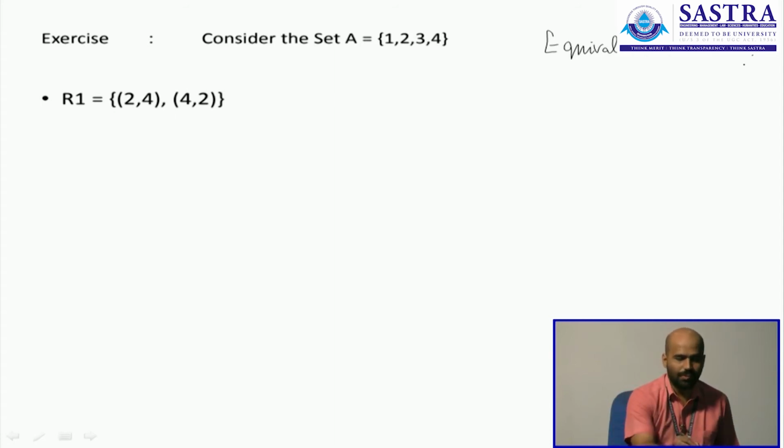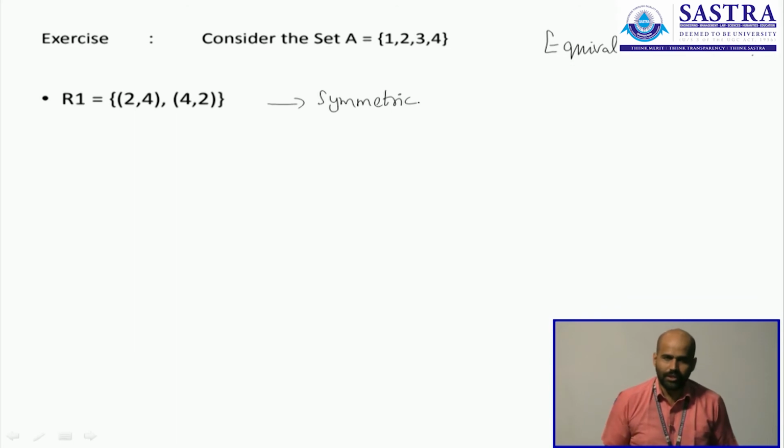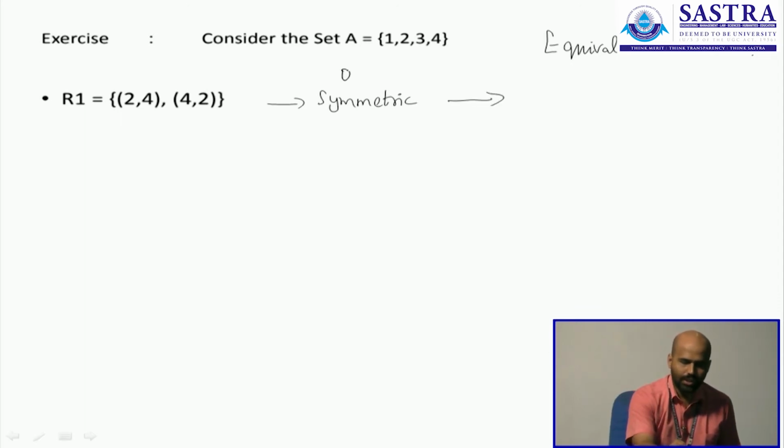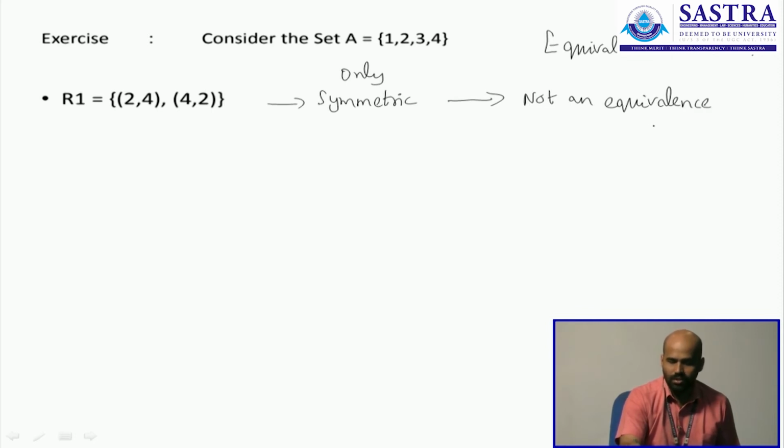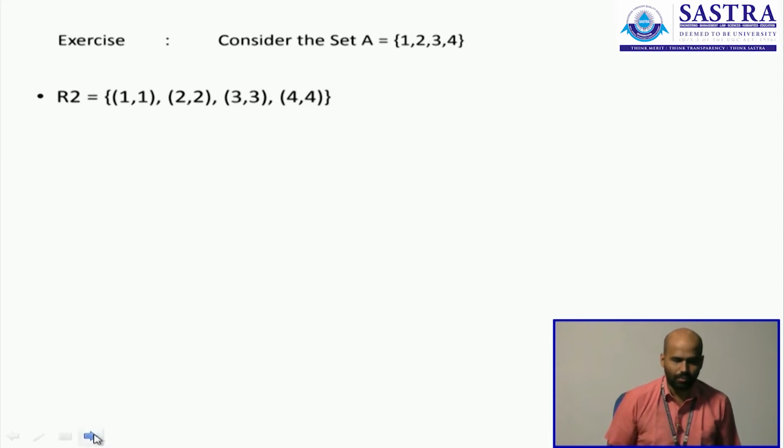So we'll just see if they are equivalence relations. Now this is just symmetric. You have 2 4 as well as 4 2. It is in fact symmetric. It is not antisymmetric. It is not reflexive either. Not reflexive because you don't find the pairs 2 2 and 4 4 part of the set. Therefore it is only symmetric. Therefore it is not an equivalence relation. We need all 3 conditions to be met. We just have one of them met here, therefore it is not an equivalence relation.